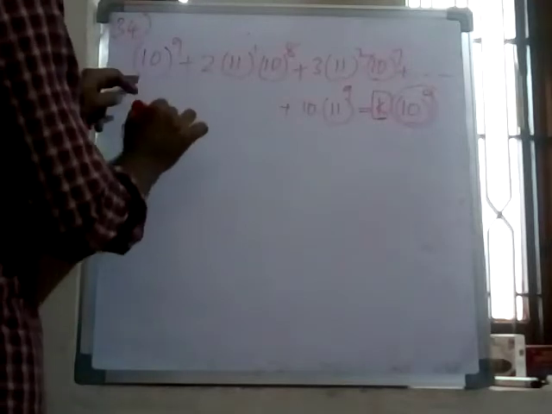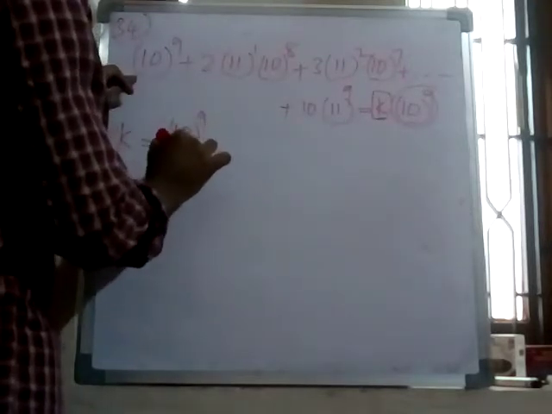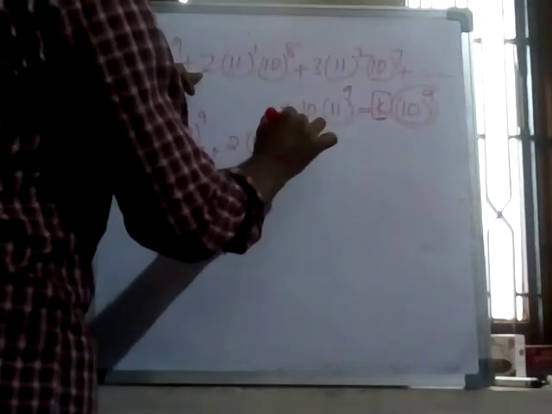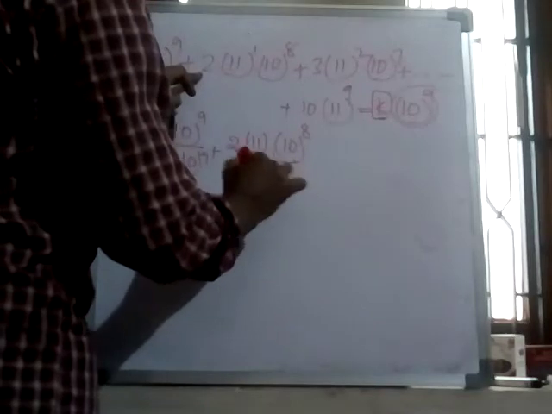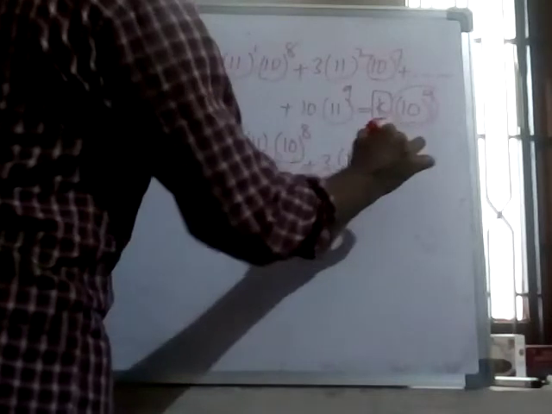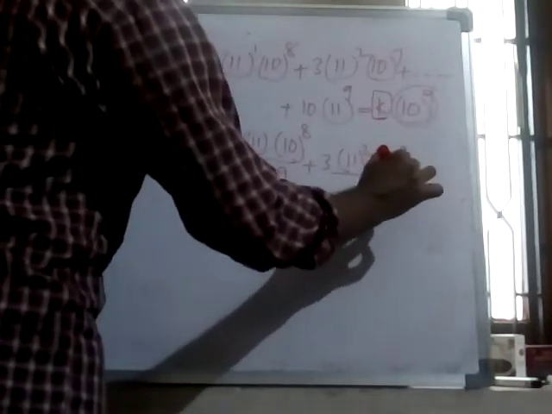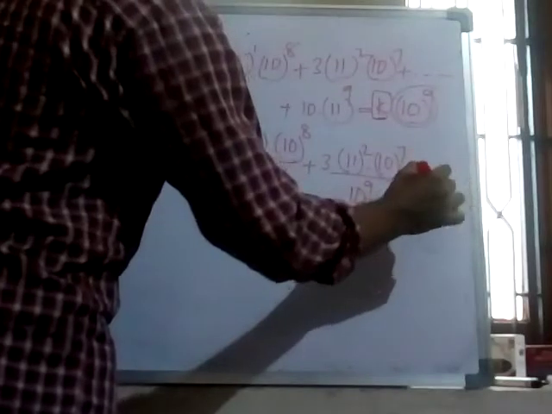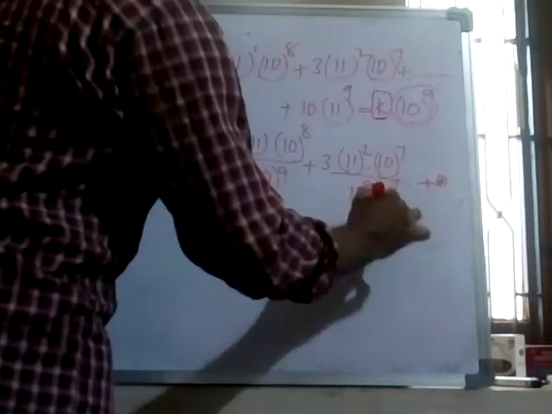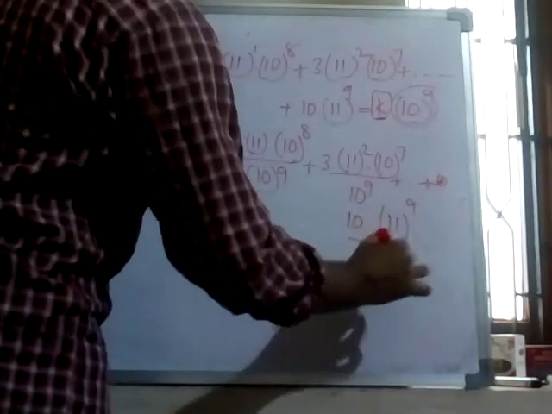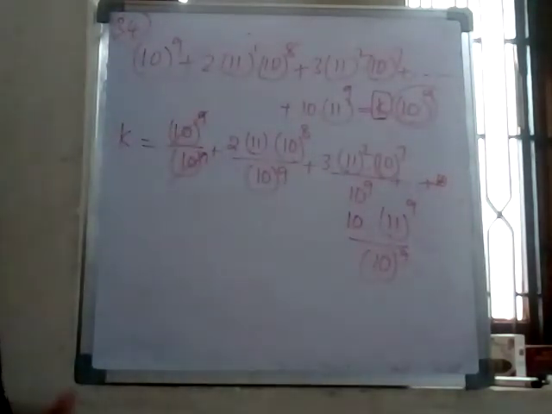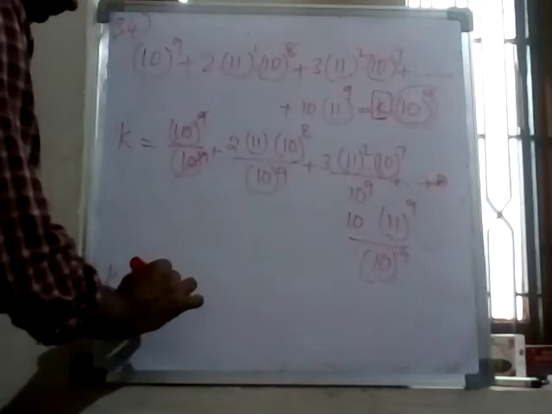K is equal to 10 to the power of 9 by 10 to the power of 9 plus 2 into 11 into 10 to the power of 8 by 10 to the power of 9 plus 3 into 11 square into 10 to the power of 7 by 10 to the power of 9, like this. So the last one is 10 into 11 to the power of 9 by 10 to the power of 9. We get like this. So here 10 to the power of 9, 10 to the power of 9 cancel. So k is equal to, first one is 1.